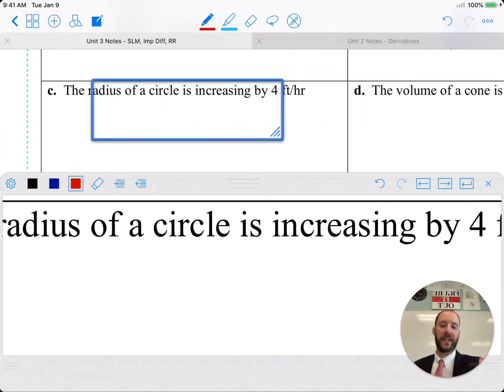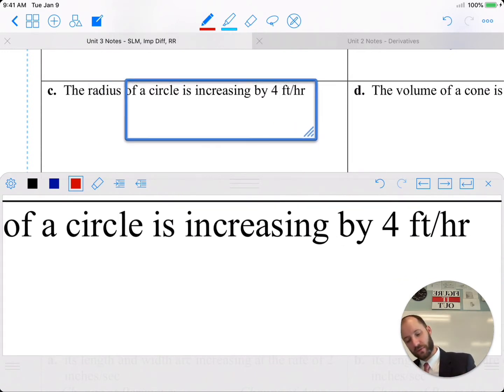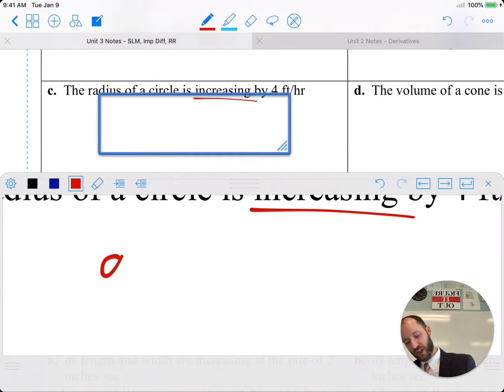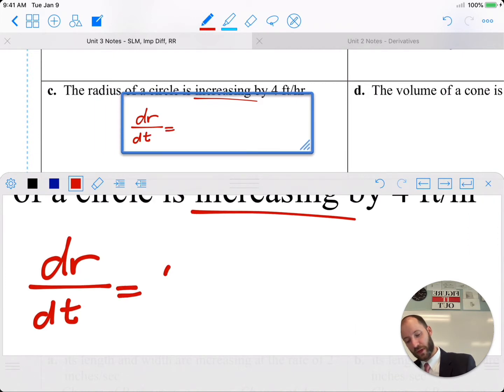Examples here are a little more mathematical, a dry mathematical application. So the radius of a circle is increasing by 4 feet per hour. So the radius is changing, so the rate of change of the radius with respect to t, that's increasing, so by 4 feet per hour.